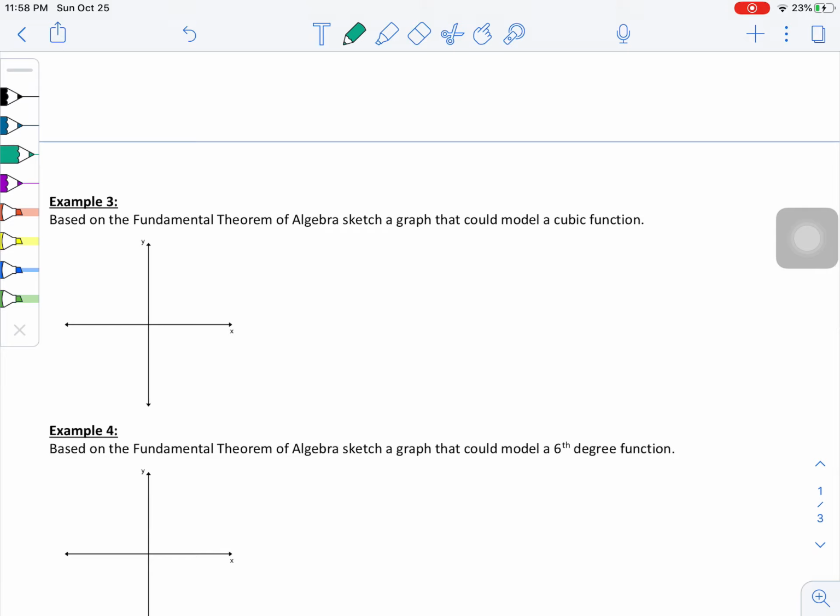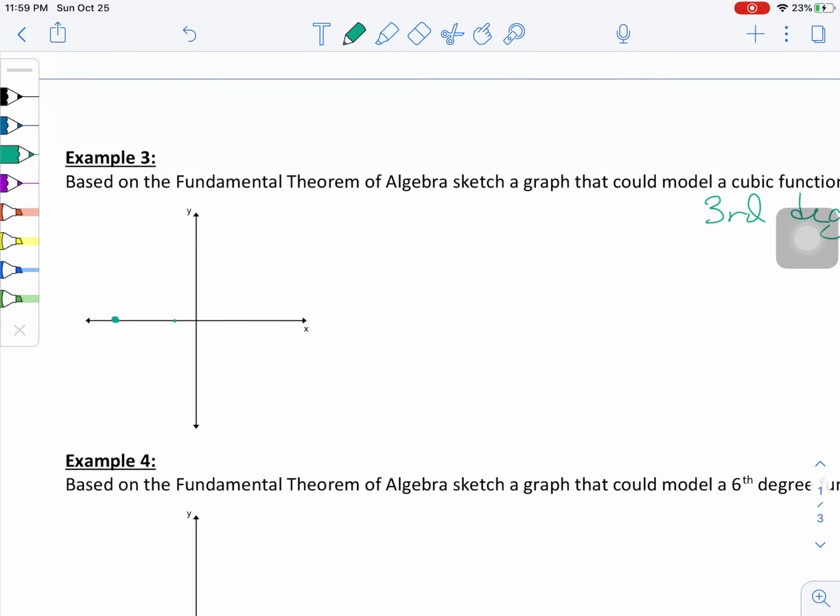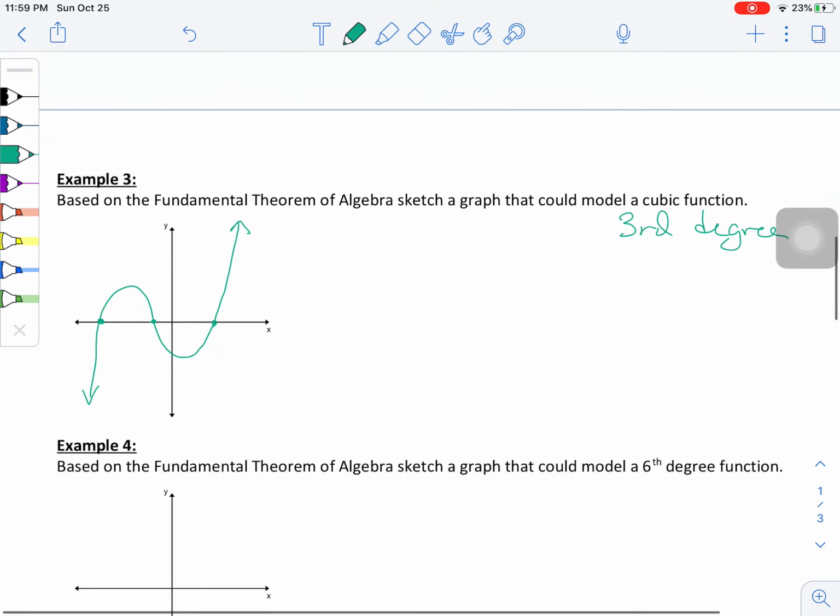Based on the fundamental theorem of algebra, sketch a graph that could model a cubic function. Well, cubic function means third degree, so we want 3 zeros. So mark 3 points on the x-axis. There's our 3 zeros, and you are just going to draw a graph that goes through those 3. Let's try that again. Much better. So that's a sketch that could model a cubic. There's an infinite number of them that could work.